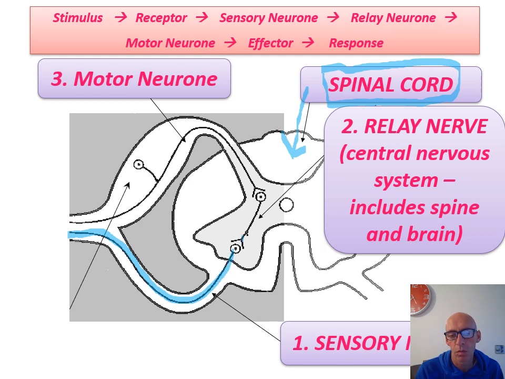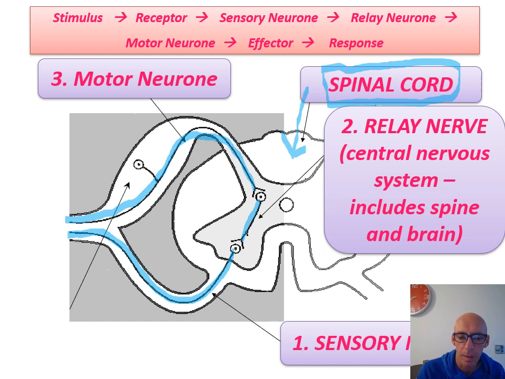Then it gets passed through a relay nerve. The relay nerve makes a decision, and in this case, this motor nerve would go all the way back down to your finger, and the one that's touched the hot plate, you'd move your finger away from it. So that's a reaction, only involving 3 nerves there, so incredibly fast.